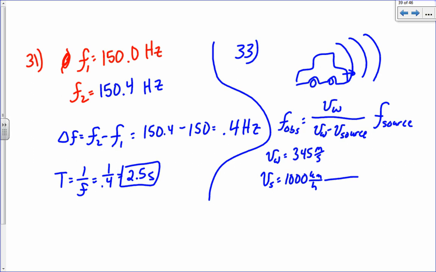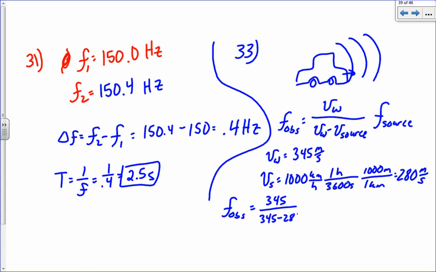So I can convert this to meters per second. 1 hour is 3,600 seconds, and 1 kilometer is 1,000 meters. However you wish to do that, that's 1,000 times 1,000 over 3,600. I get 280 meters per second. All right, so now my observed frequency for coming towards me is going to be the velocity of the wave, that's 345, over 345 minus 280, times the frequency of the source, which was given in the problem, 4,000 hertz.